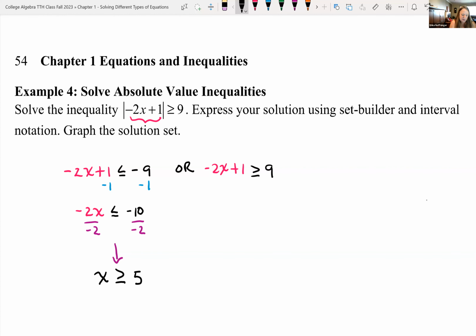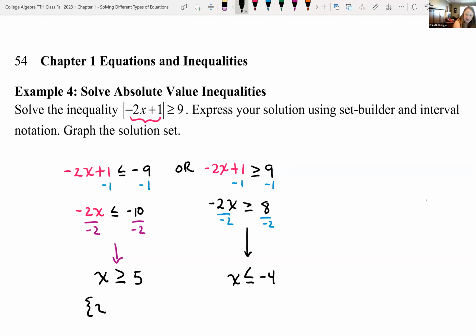For the other inequality, we want to get x by itself. Again, you're going to subtract 1 on both sides. We get negative 2x is greater than or equal to 9 minus 1, which is 8. Again, I'm going to divide by a negative, so I want to flip my inequality sign. If I divide both sides by negative 2, we get that x is less than or equal to negative 4.